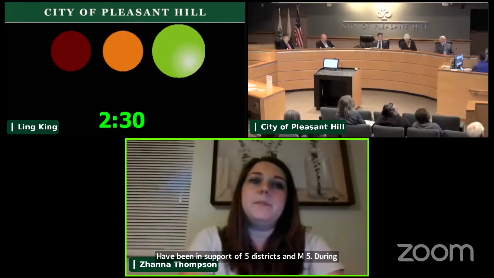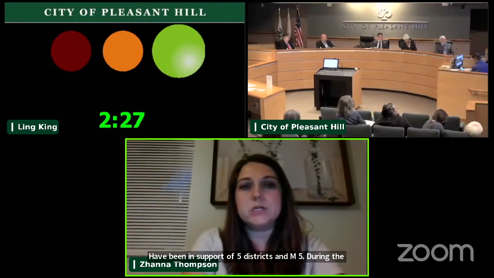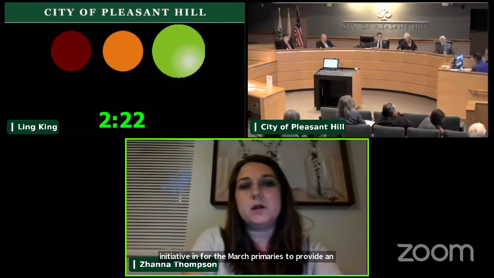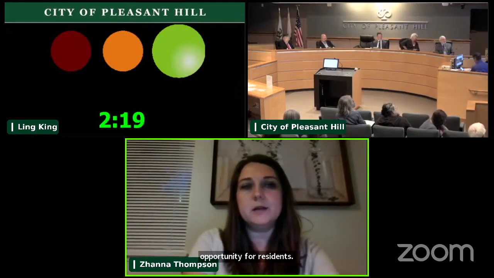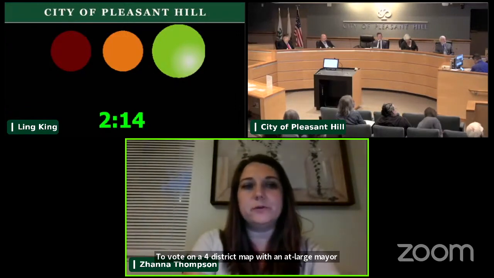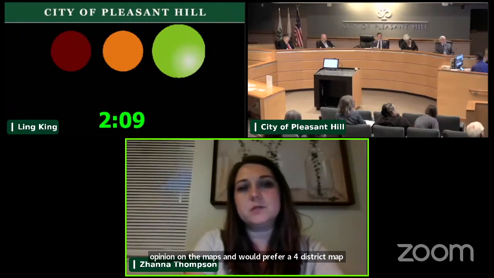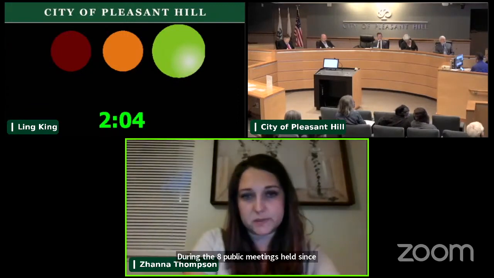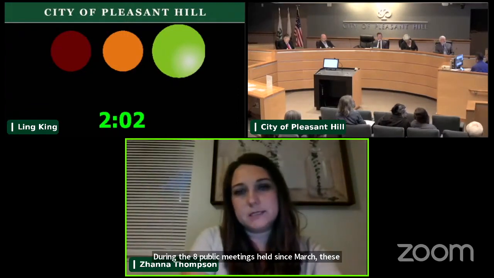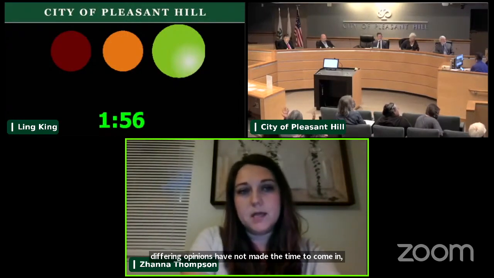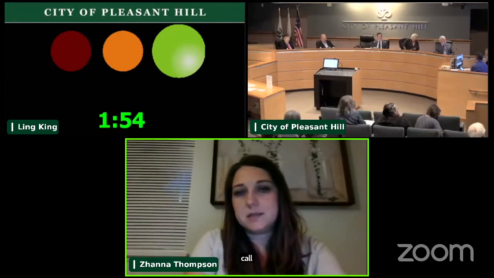During the last meeting, Mayor Flaherty advocated to put a ballot initiative in for the March primaries to provide an opportunity for residents to vote on a 4-district map with an at-large mayor, stating he had spoken to residents who have a different opinion on the maps and would prefer a 4-district map with an at-large mayor and should be given an opportunity to vote. During the 8 public meetings held since March, these additional individuals mentioned by the mayor with differing opinions have not made the time to come in, call in, or write in their opinion. They have refused to go on public record to state their case.